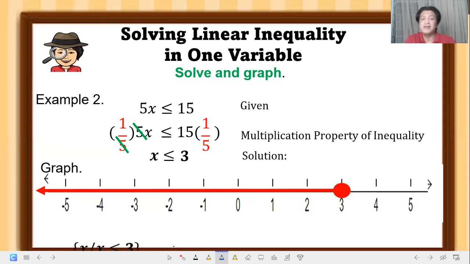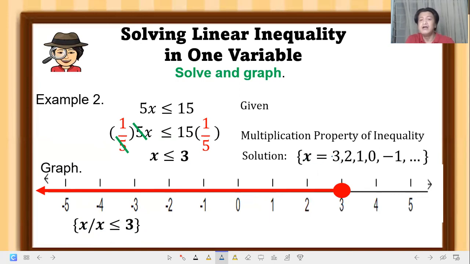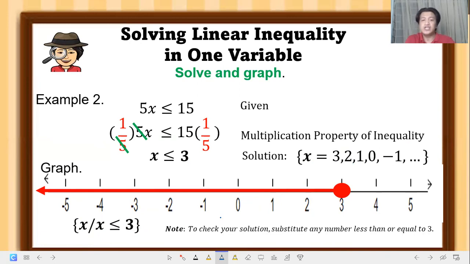Infinite na siya. Kapag nirepresent natin sa notation, we can read that the solution set would be x such that x is less than or equal to 3. Meaning to say, the values are 3, 2, 1, 0, negative 1, and so on and so forth. Infinite. Okay?